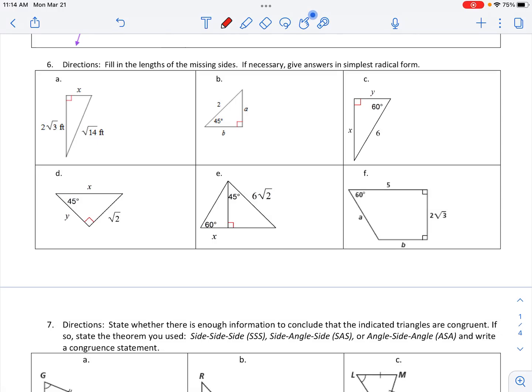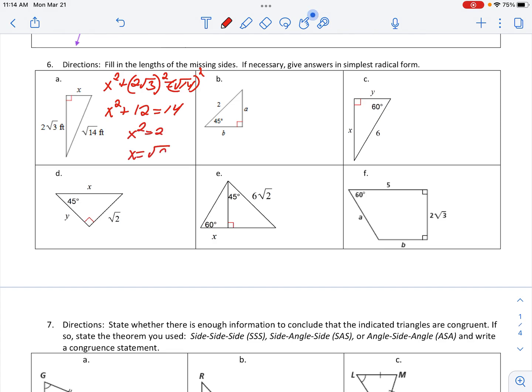Okay, number 6. Right triangles, either special rights or Pythagorean theorem. Letter A is a Pythagorean theorem. X squared plus 2 root 3, you better put that in parentheses, squared. 14, you can put in parentheses, is not as important as 2 root 3. So make sure you can properly square that out. That should give me 12. And then on the other side, 14.